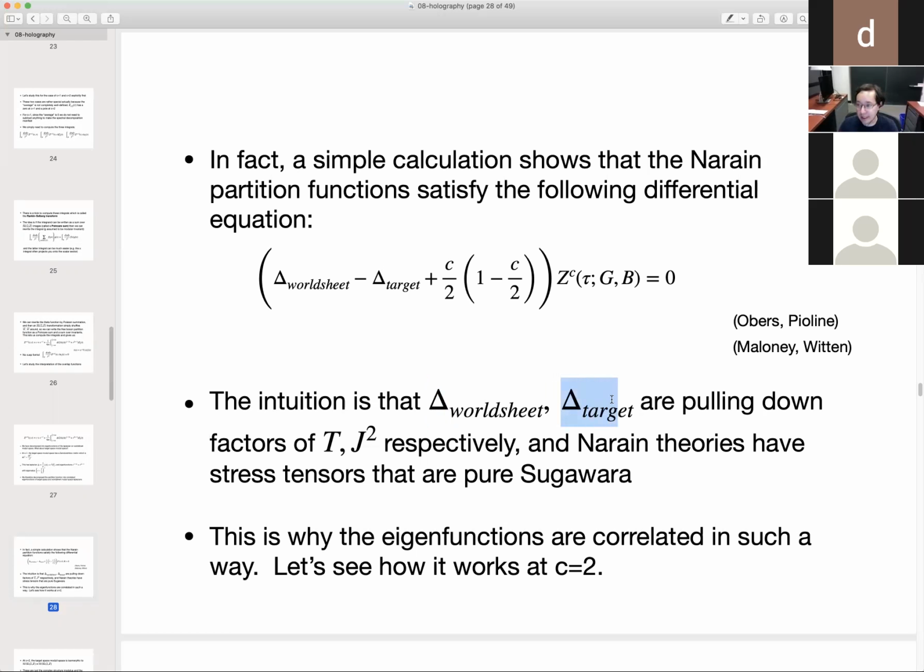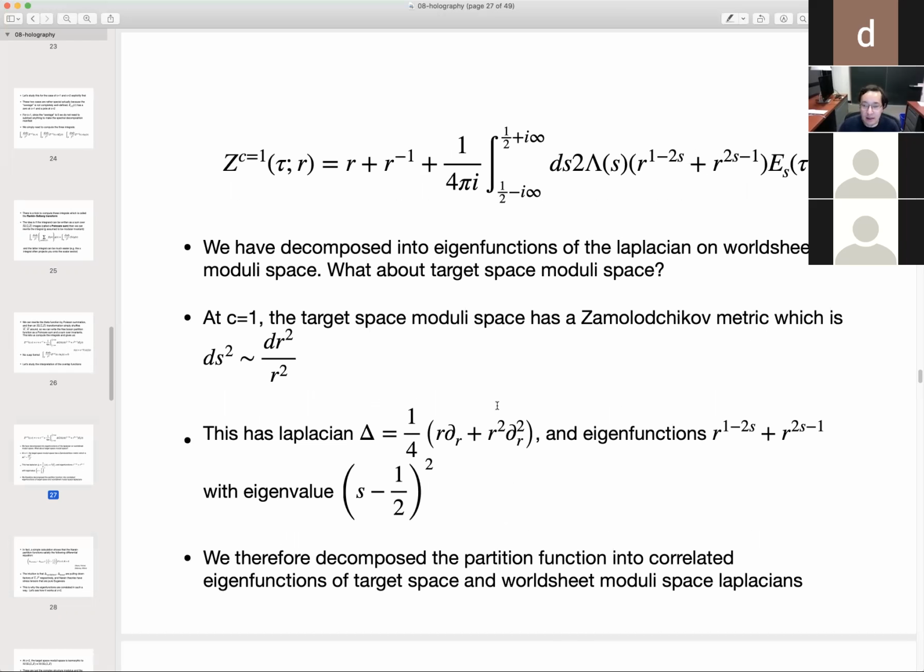The Laplacian on the target space is like a derivative moving you in the target space, which means you're moving in the marginal operator. But the marginal operator is just j squared. So this is roughly pulling down factors of T, and this is pulling down factors of j squared. And in Narain theories, the stress tensors are pure Sugawara, which means that they're roughly the same thing. So the Laplacian on the worldsheet and target should be intimately related. And if you work out the details, it's related by this equation. You'll notice that, for example, if I plug in c equals 1, this number is 1/4. And indeed, the eigenfunction here is s times 1 minus s, and the eigenfunction here is s minus a half squared, and those differ by precisely 1/4.